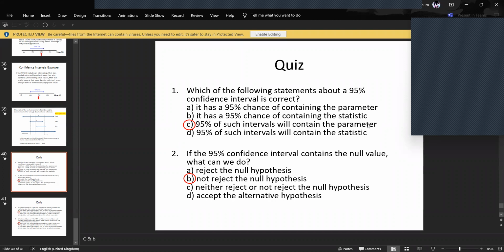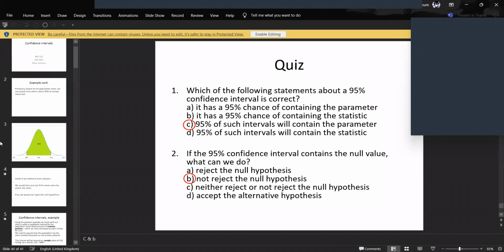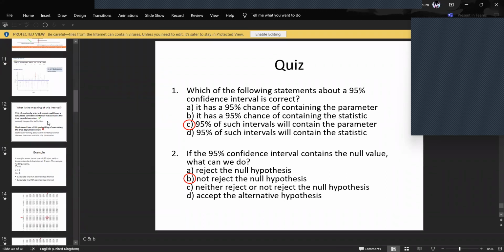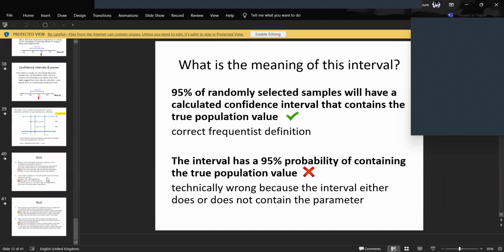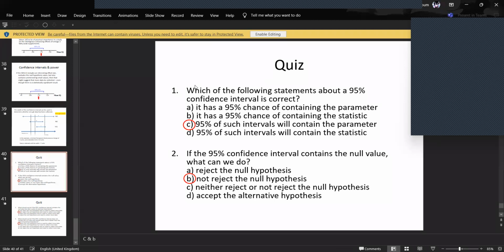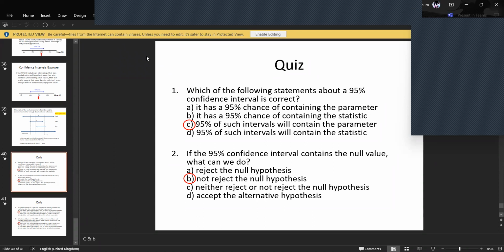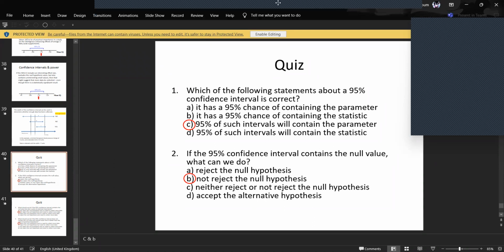Now, why is it choice C and not choice A? It basically goes back to, if I can find this slide up here, being very specific with your definitions and not overly fancy. Long story short, in this course, we're going to prefer the frequentist definition, which is 95% of intervals will contain the parameter, instead of looking at probabilistic definitions. Okay?